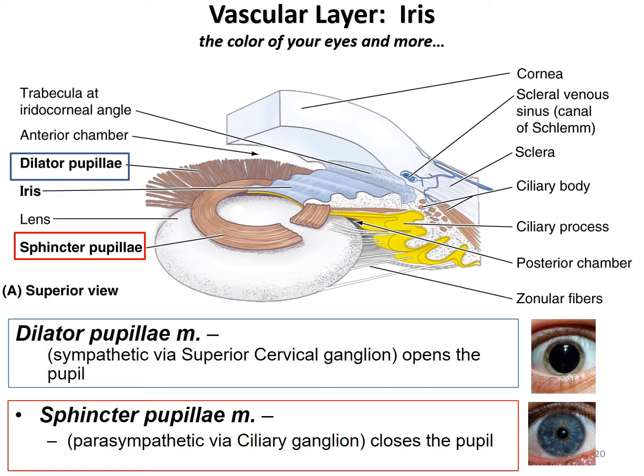Vascular layer, the iris. The iris determines the color of your eyes and more. Here's your dilator pupillae that makes the pupil big, that's innervated by sympathetics, and the sphincter pupillae is this ring, that has circular fibers, which is innervated by parasympathetics. Dilator pupillae, sympathetics that have most likely synapse in the superior cervical ganglion, and the sphincter pupillae comes via the ciliary ganglion from the oculomotor nerve that makes a small pupil.